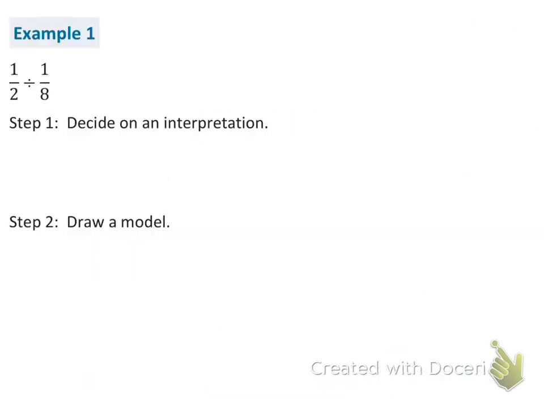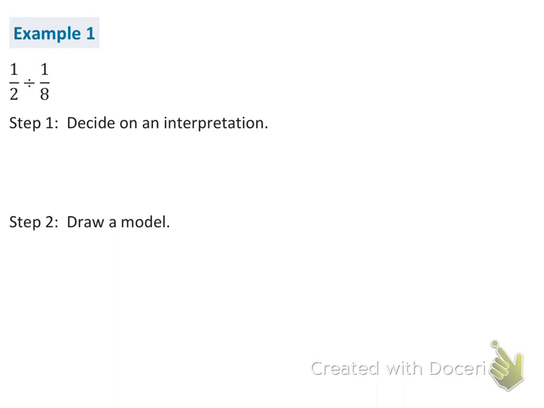So let's look at example number 1. There's a few steps here. It says, step 1, decide on an interpretation. Step 2, draw a model. Step 3, find the answer. Step 4, choose a solution. And step 5, set up a situation based upon the model. So let's see what this looks like.